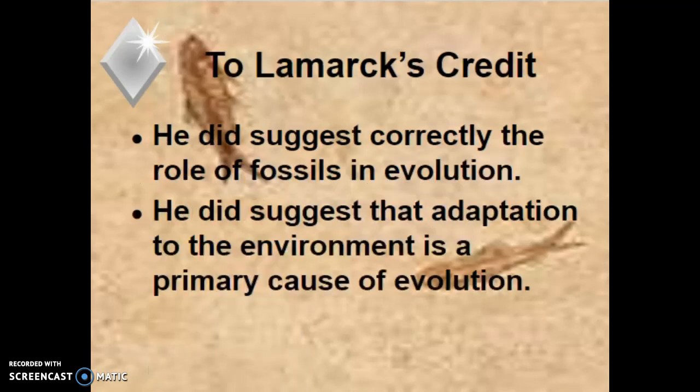But to Lamarck's credit, he identified the role of fossils in evolution. He did suggest that adaptation to the environment is the primary cause of evolution. So he was heading in the right direction. He just didn't have the details worked out right.